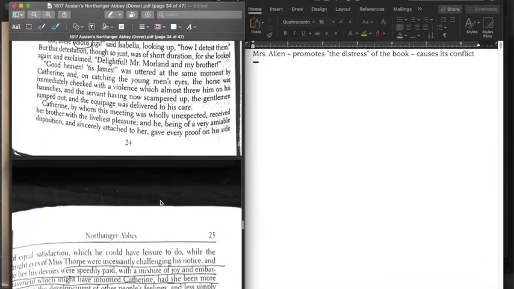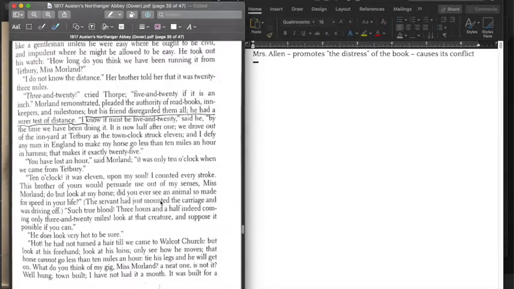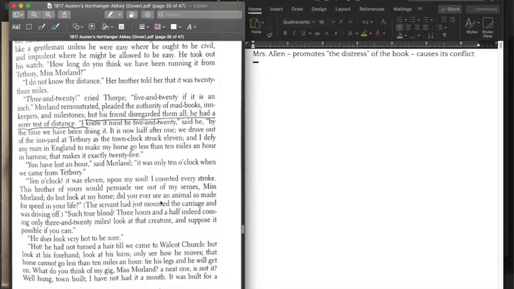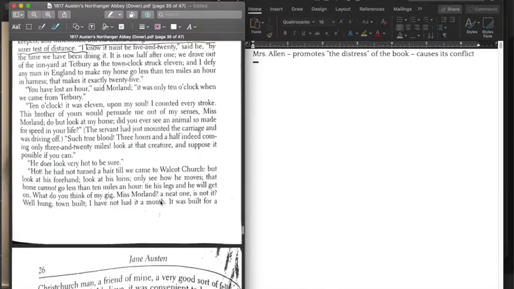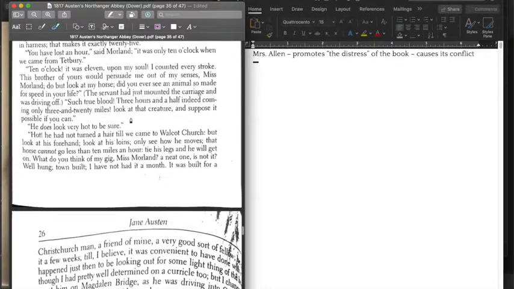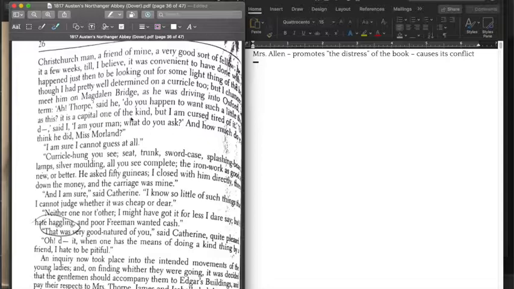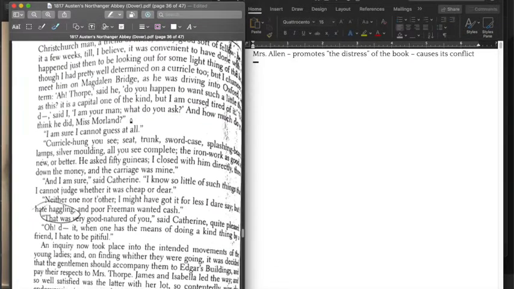This is the part where Catherine is forced to have a conversation with James Thorpe. This is Isabella Thorpe's brother. Also, James Morland is there. That's Catherine's brother. Remember, he goes to college with James. Okay, James and John. I'm just going to mix up their names constantly. Sorry about that.